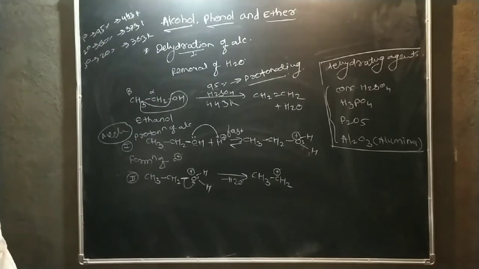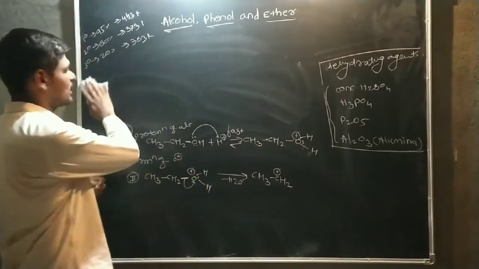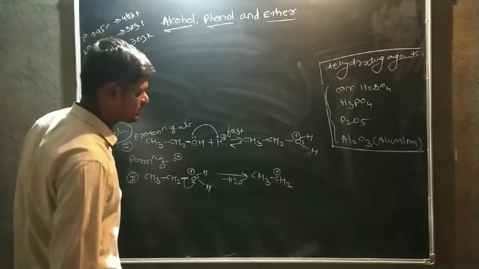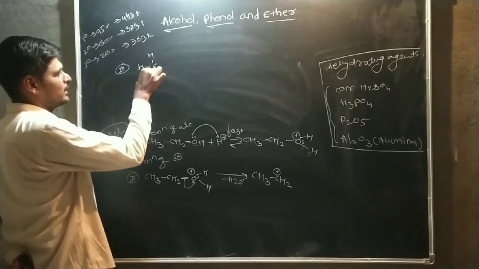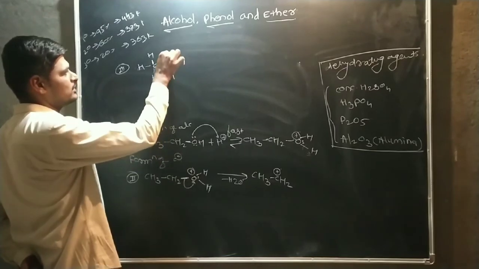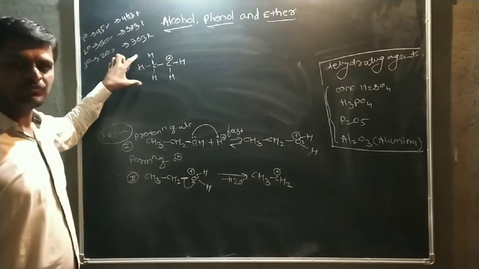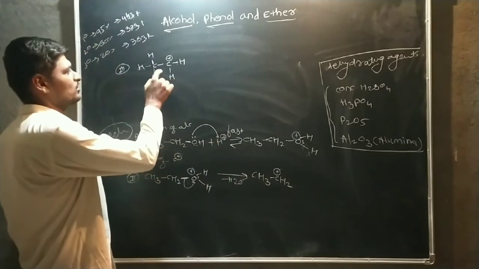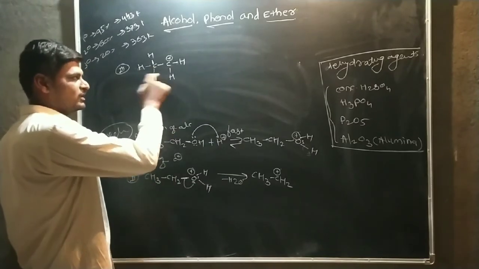After formation of carbocation, we go towards the third step of this mechanism. Here it is hydrogen, carbon, hydrogen and hydrogen, and this CH is here with a positive charge on this carbon atom. This CH3CH2 is written in this form for better understanding. There is a formation of carbocation, which is formed in the second step, and it is used in the third step.